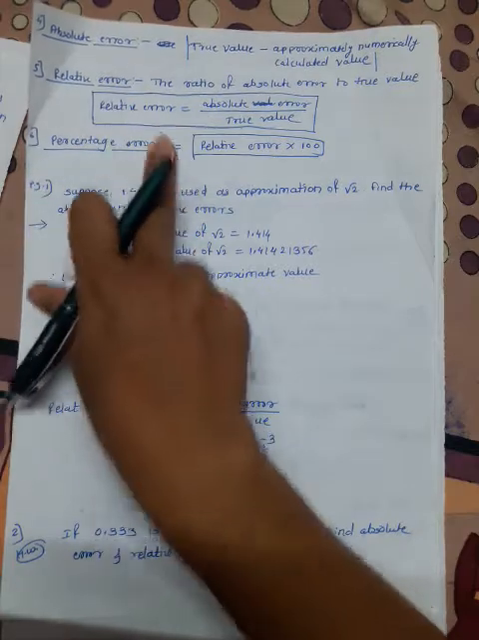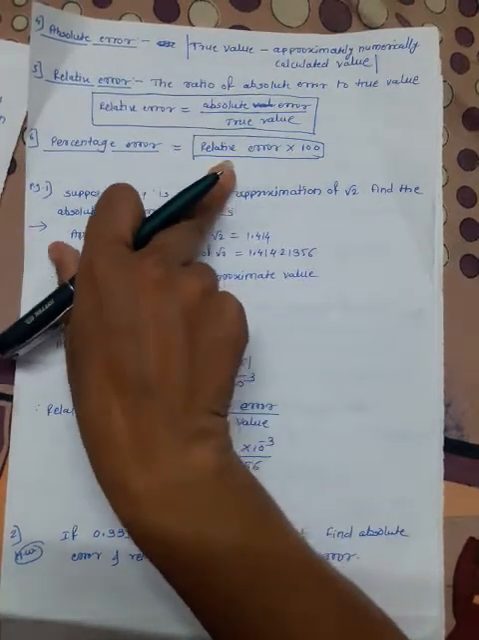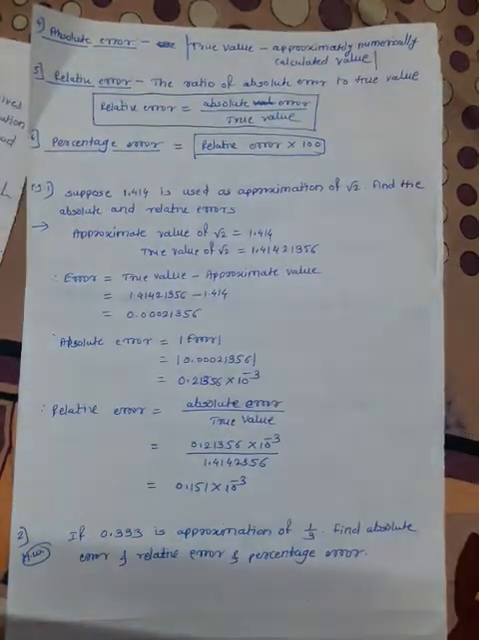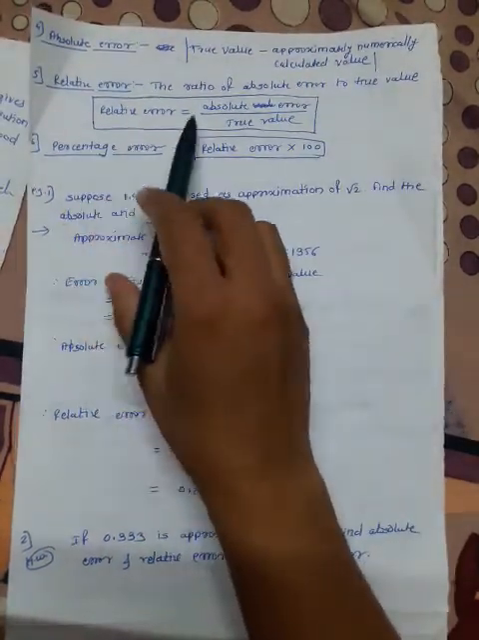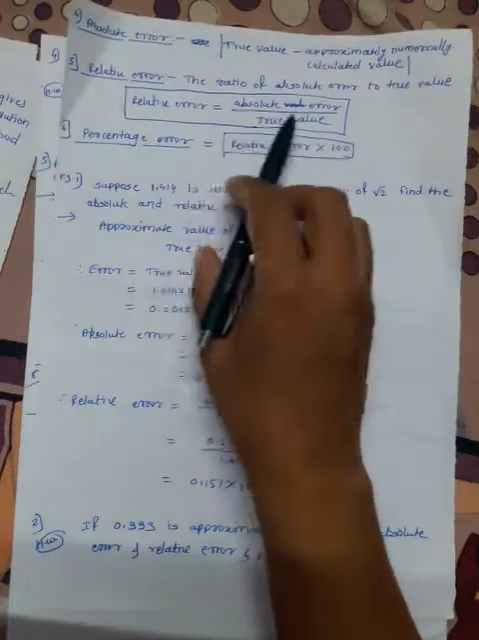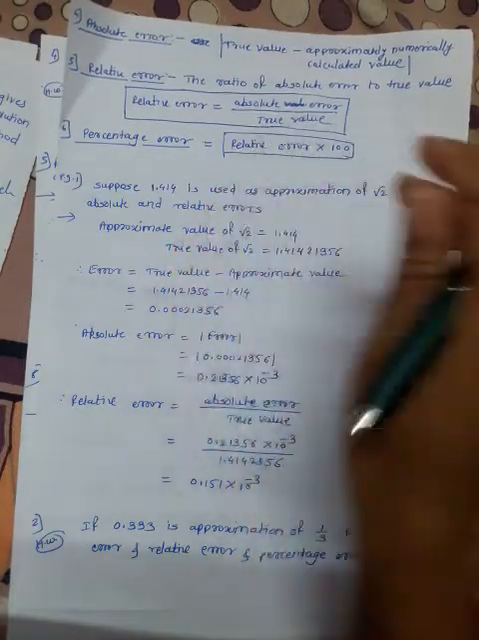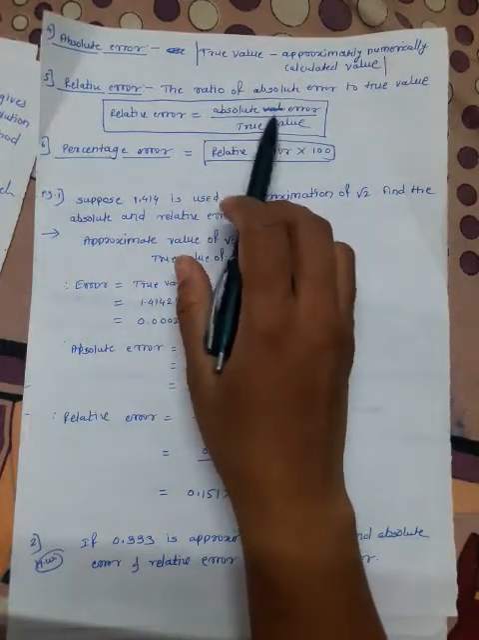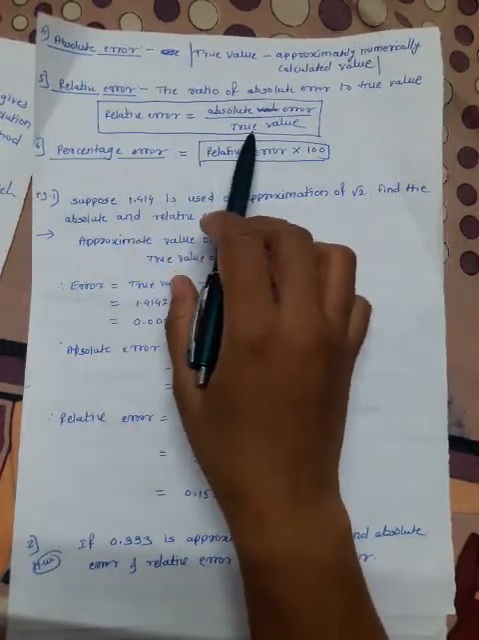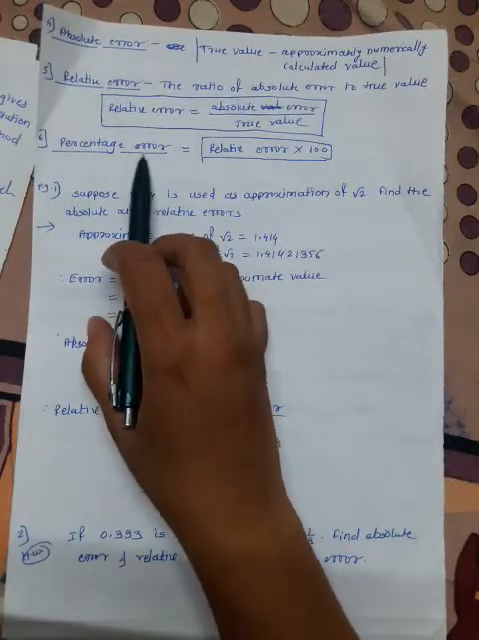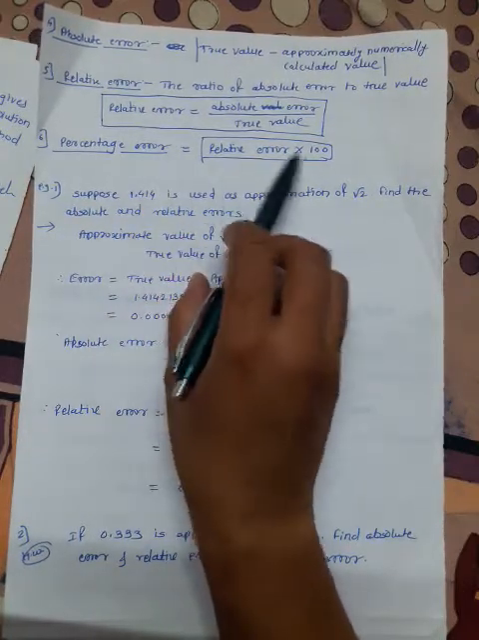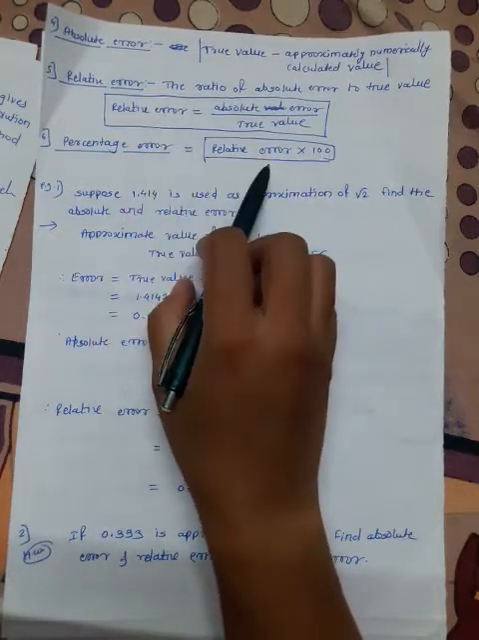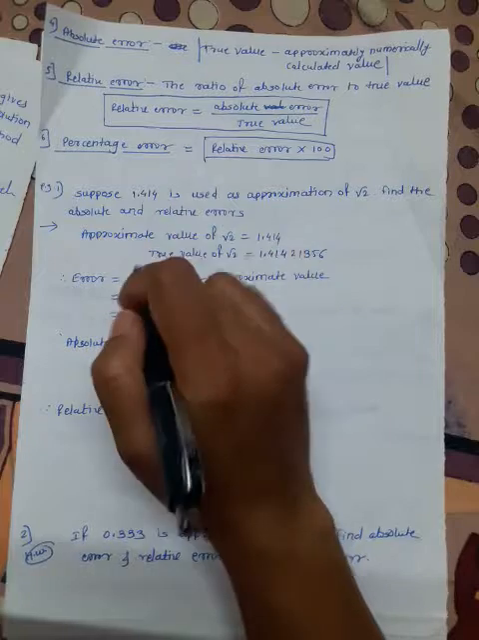Relative error. These are the two important errors. It is the ratio of absolute error to the true value. What is the formula for relative error? It is nothing but absolute error divided by true value. Both values are already given in the example itself, or sometimes we have to calculate the absolute error, then we can calculate the relative error. And percentage error, the next type, is nothing but the relative error multiplied by 100. Percentage, we know percent, multiply by 100 only to the relative error. Okay, let us see some examples based on that.